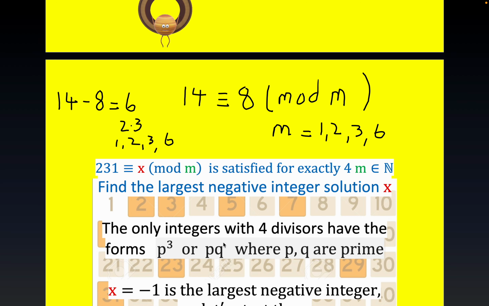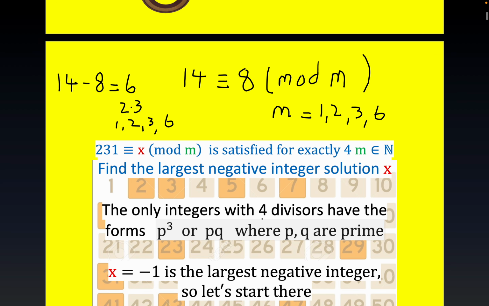Now, the only integers with 4 divisors are in this form. We've just seen 2 times 3 is this form, PQ, right here, 2 times 3. So that kind of composite number always has 4 divisors, and you can list them: just 1, P, Q, and PQ, right? And also P cubed has 4 divisors. You can list them very easily: 1, P, P squared, and P cubed. So you've got to look over those also.